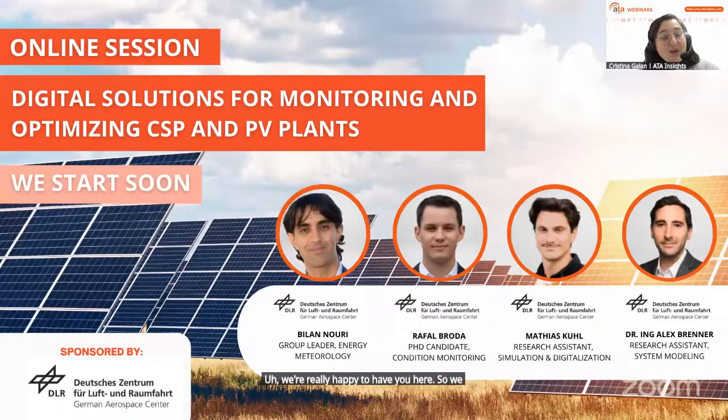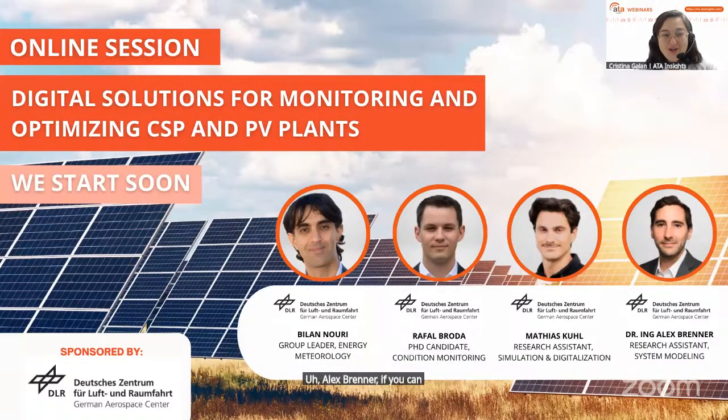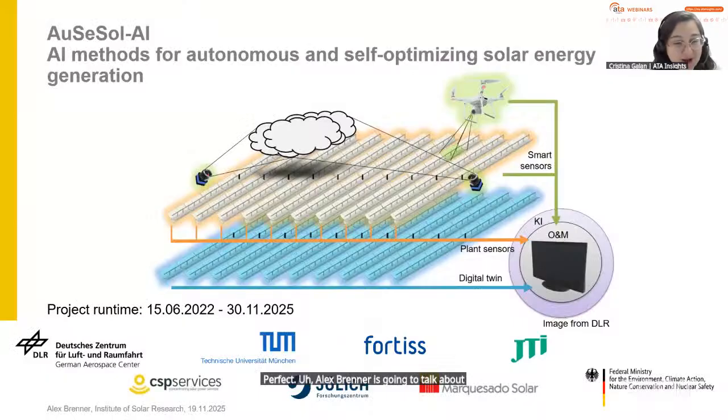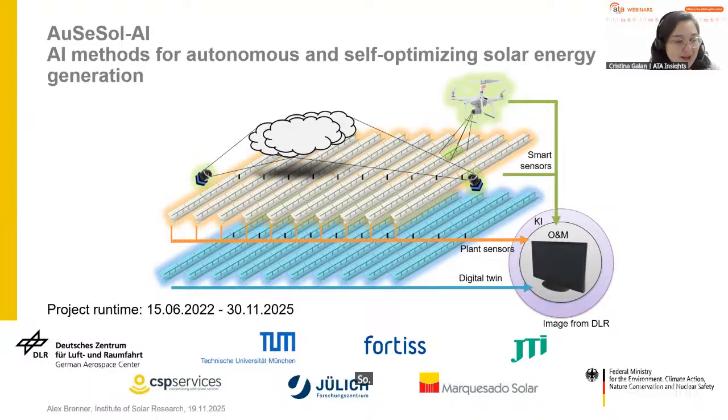So we're going to start with our first presentation. We have Alex Brenner. Alex, if you can come to the front and share your screen. Perfect. Alex Brenner is going to talk about loop-wise mass flow monitoring in parabolic trough fields. I see your presentation. So Alex, thank you for being here. I know you're going to do a quick introduction of DLR, so the floor is yours.